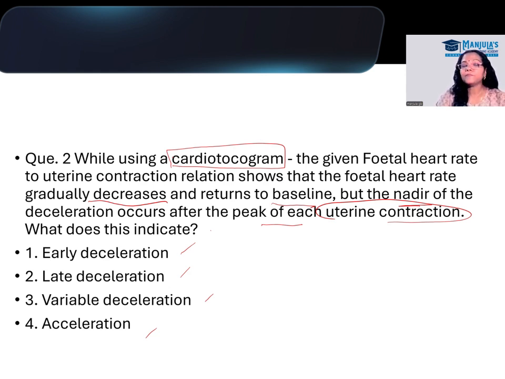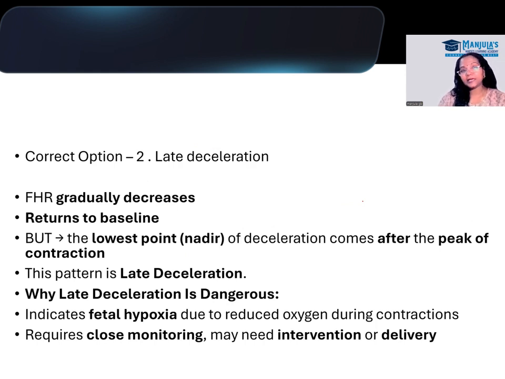So in this question, what does it say? It says that the fetal heart rate gradually decreases and returns to baseline. So it is touching the baseline, but the nadir of the deceleration occurs after the peak of each uterine contraction. So the answer is late deceleration. The FHR gradually decreases and returns to baseline, but the nadir, meaning the lowest point of deceleration, comes after the peak of contraction. So this pattern is very typical of late deceleration.